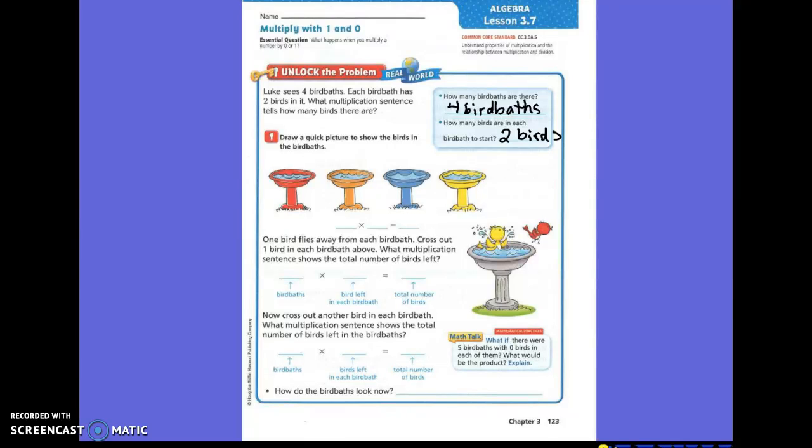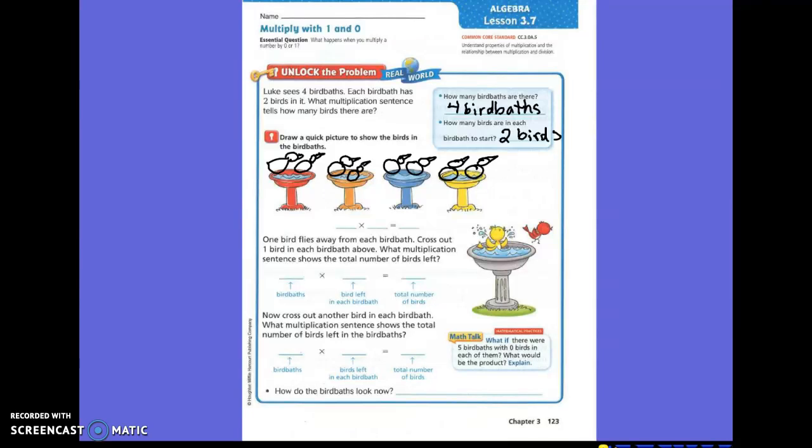Okay, so this says draw a quick picture to show the birds in the bird baths. Now I'm going to show you how to draw a bird. I just do like a U shape, and then I make a little head, and then I make a back with a beak. Okay? So draw your birds in your bird baths, please. Everybody draw your birds.